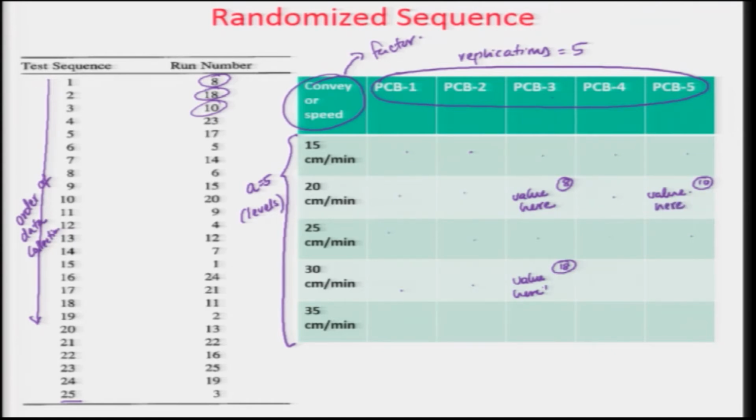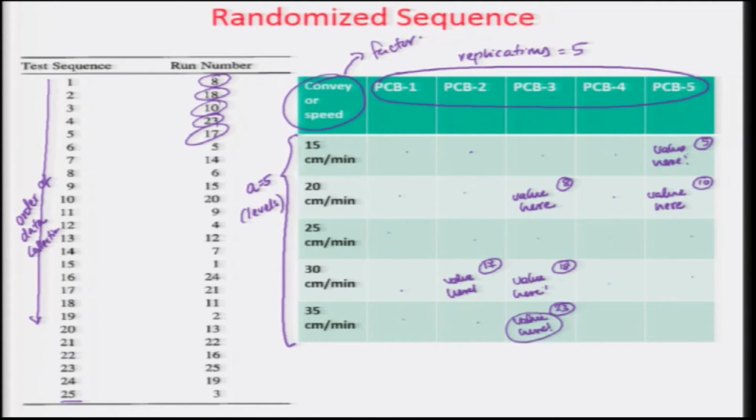Then comes the value of 23: 18, 19, 20, 21, 22, 23. So, you got 23 right here, and you put the value here. Then you have 17. So, 17 comes here, and you put the value here. Once you are done with 17, you have 5. So, here is your 5, and you put the value here like this. So, you keep on putting the values.